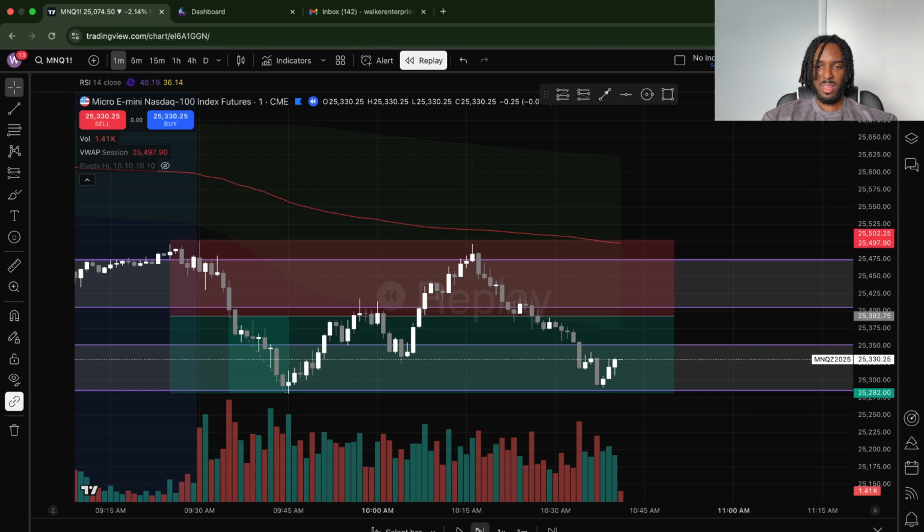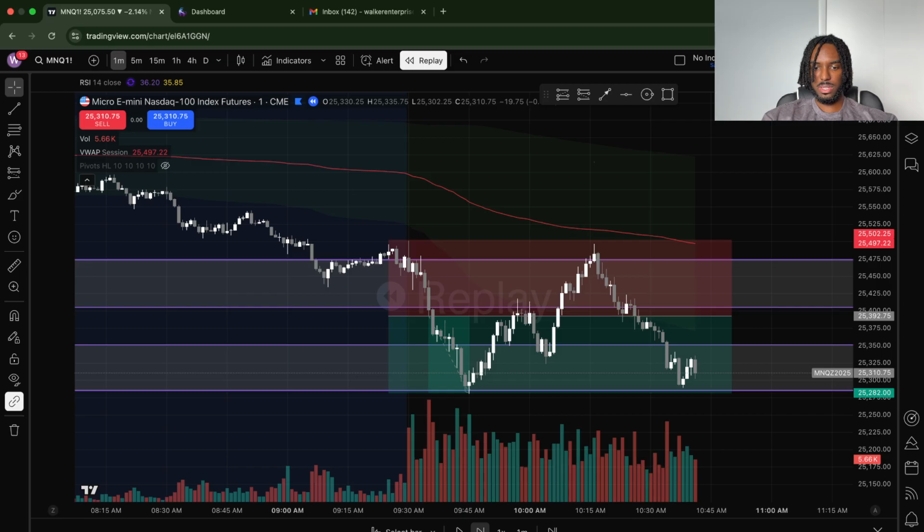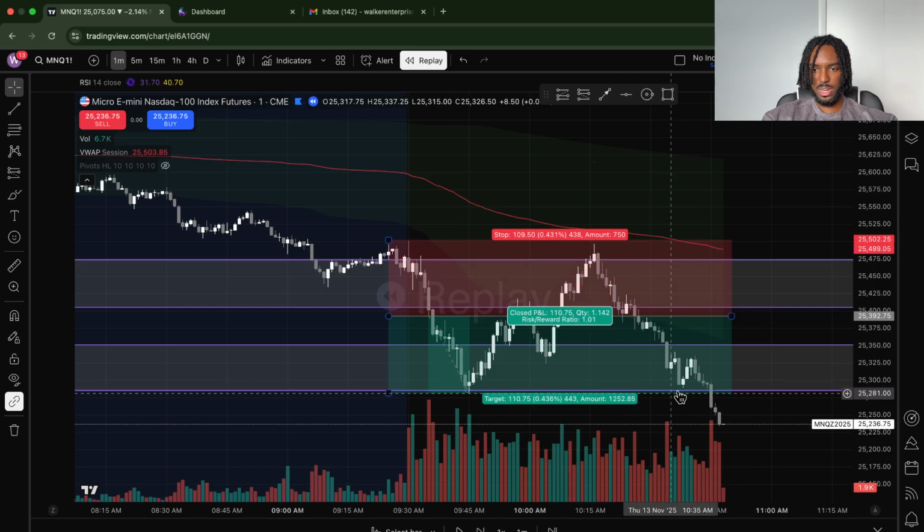So the trade did end up working out. We did end up getting more continuation as well. I did not capture any of this because I was already out of the trade at the bottom here.